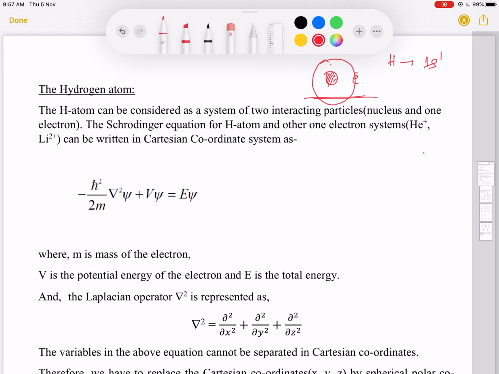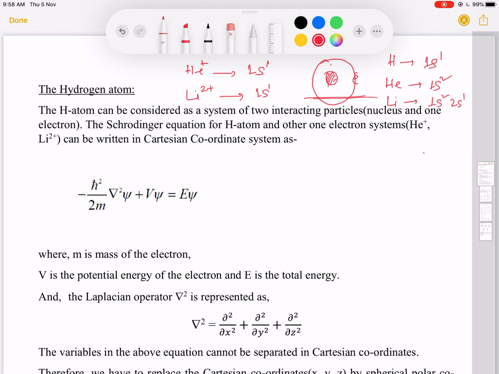Say for example, if we take helium, its electronic configuration is 1s2. And lithium, its electronic configuration is 1s2, 2s1. Now see, for helium, if we remove one electron, it will become helium plus ion. So for helium plus ion, the electronic configuration will be 1s1. And for lithium, if we remove two electrons, we will have Li2 plus ion. So for this one also the configuration will be 1s1.